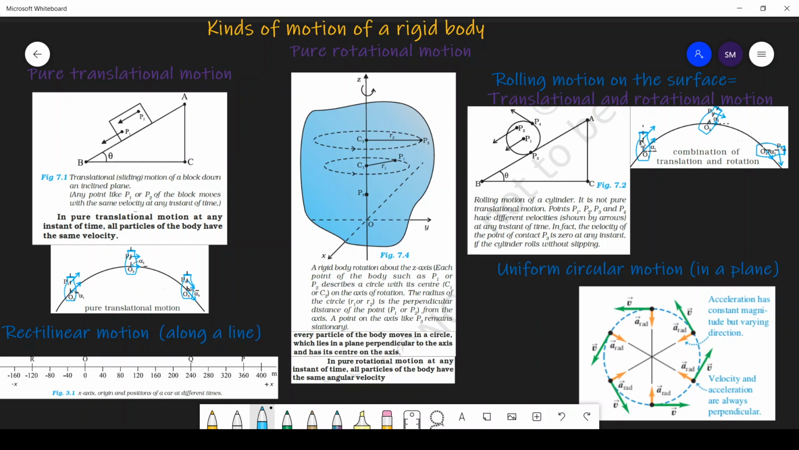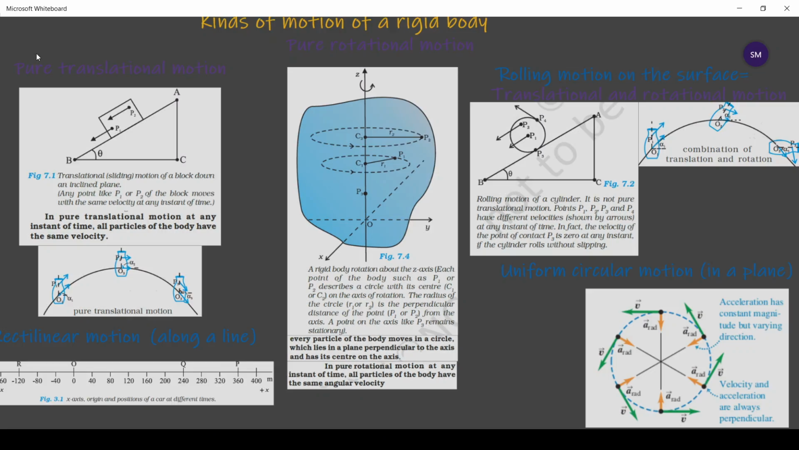And this is also a combination. This is not rolling motion, but this is an example of a combination of translational and rotational. So this was pure translational, the flask was vertical, but here you can see that this object is also rotating. Okay? These were the different kinds of motion of a rigid body.